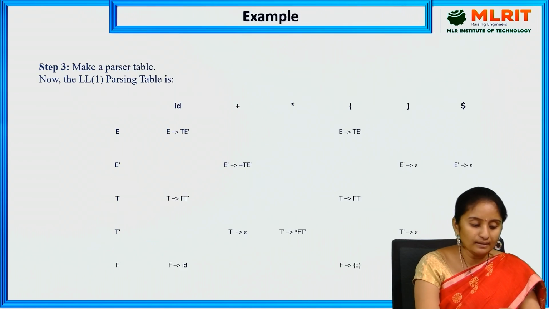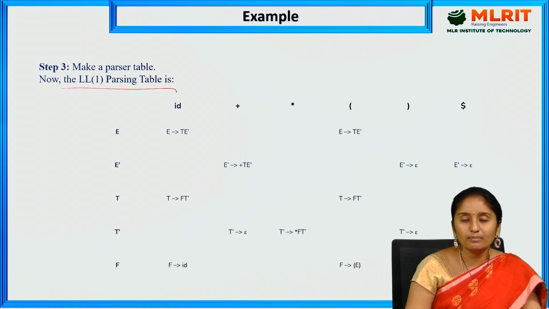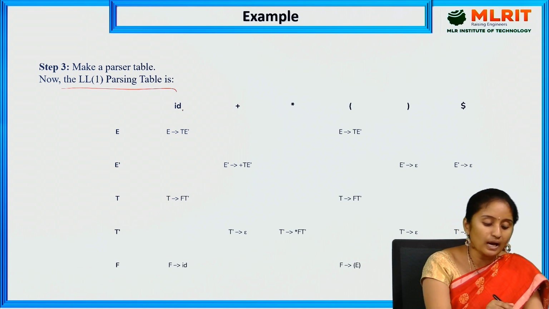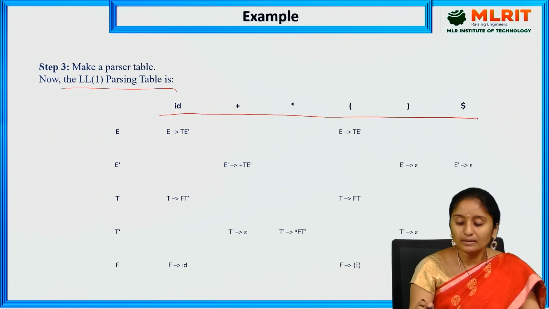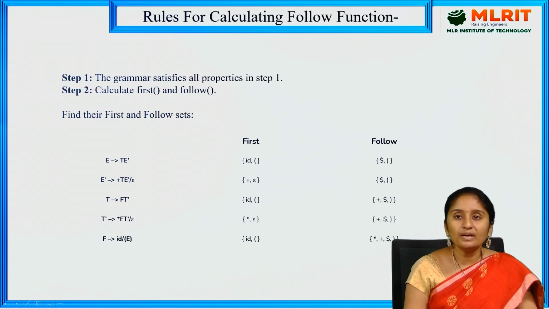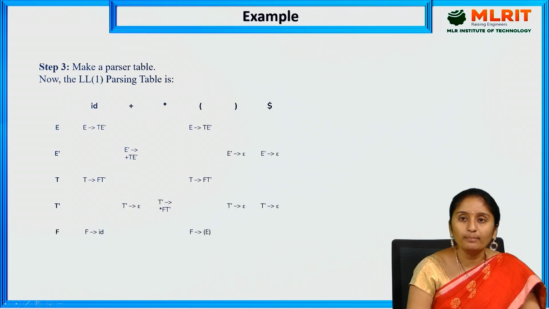Here, to calculate, we make a parser table. Now the LL1 parsing table is this one. The rows are nothing but the non-terminals and the columns are the terminals. Here the dollar tells us the string is accepted. First and follow we have calculated. Now we are going to construct the LL1 parsing table.